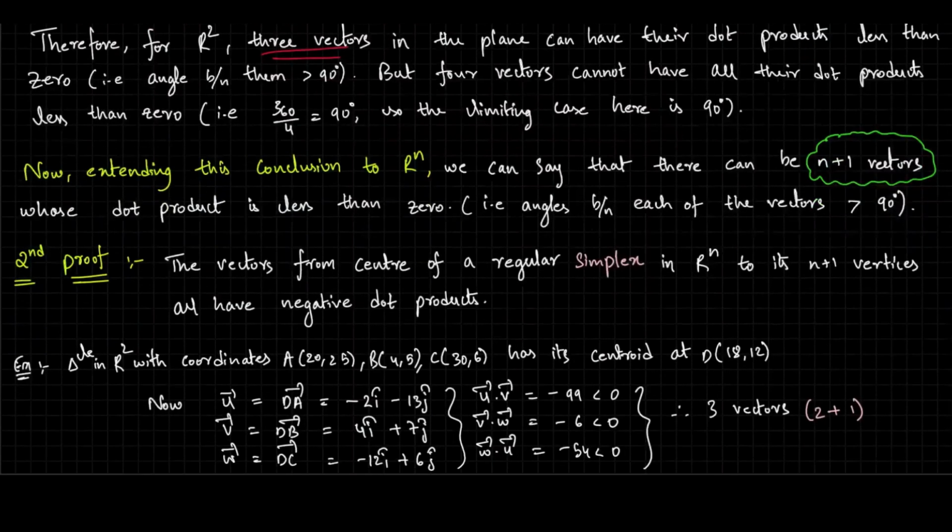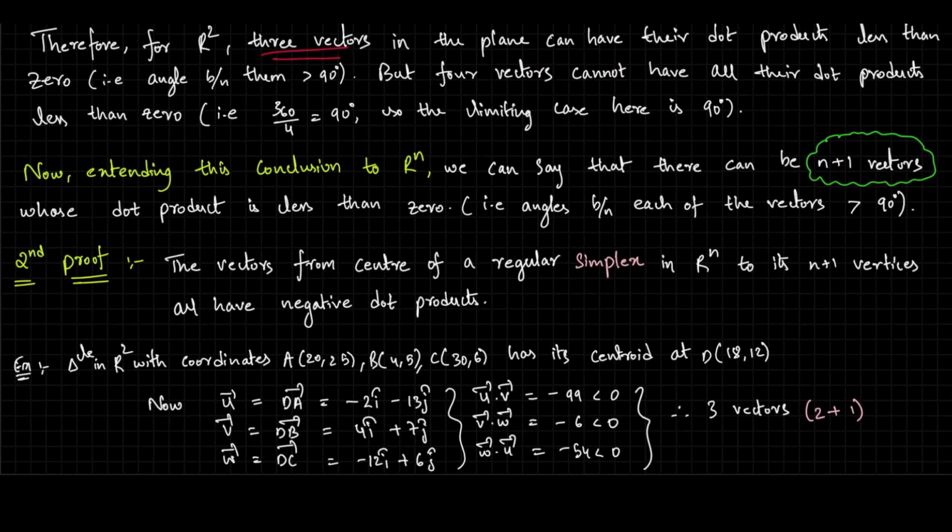And the other proof that we can give is the conventional proof. Fine. The vectors from the center of a regular simplex in R^n to its n plus 1 vertices all have negative dot products. So what do we mean by simplex? A simplex is the simplest figure that you can draw using n plus 1 vertices in R^n. Like if you take R, then it will be a line, using this vertex and this vertex, a line segment. If it's R square, you can use a triangle, and if it's R cube, you can draw something like this.